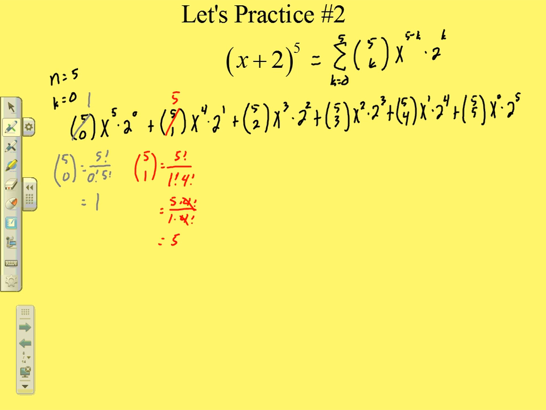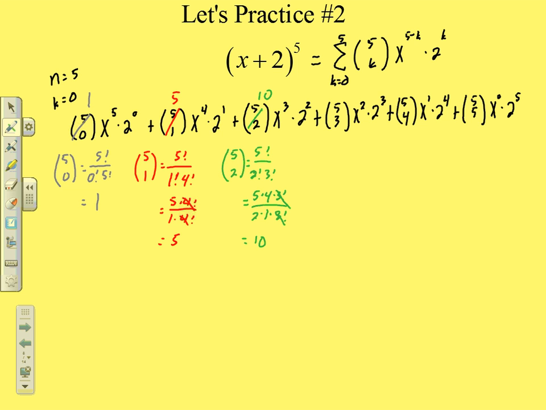Next combination gives me 5 choose 2. So I will get 5 factorial over 2 factorial times 3 factorial. And the 3's are going to wind up simplifying out, so I'll have 5 times 4 times 3 factorial over 2 times 1, and 3 factorial, and the 3 factorial simplifies, so that gives me 20 over 2, which is 10.